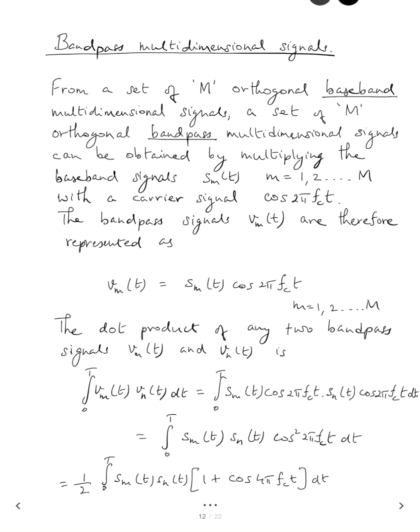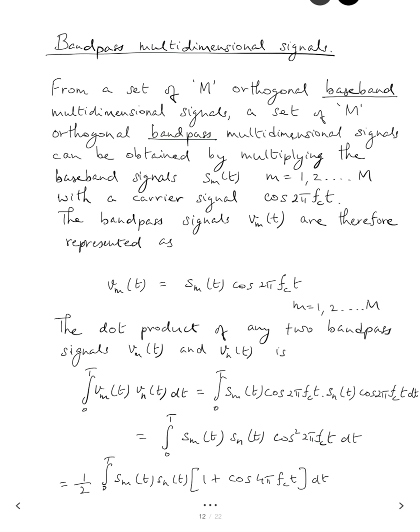Now the first thing we are going to show is that if we have these baseband signals orthogonal to each other, then after multiplying with the carrier, the resulting bandpass signals would also be orthogonal with respect to each other. So let's see that proof over here. The dot product of any two bandpass signals, if we call the two bandpass signals say Vm of t and Vn of t, is simply the inner product between them integrated over the interval 0 to T.